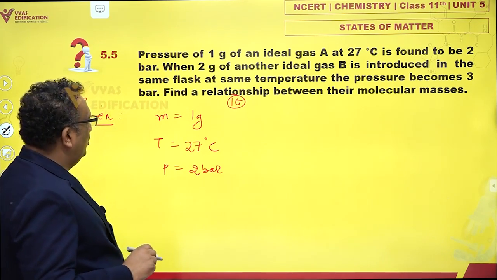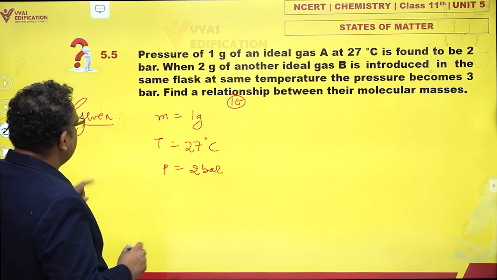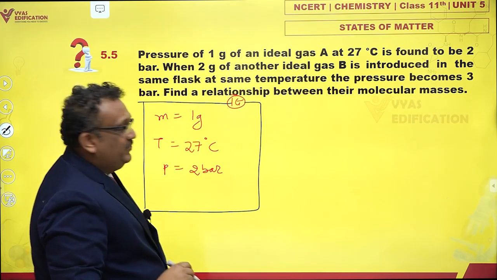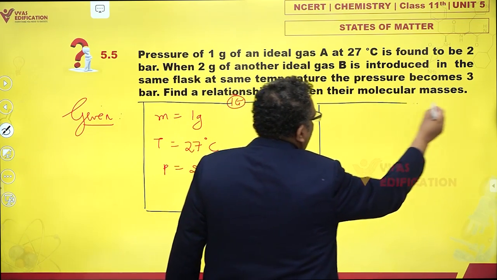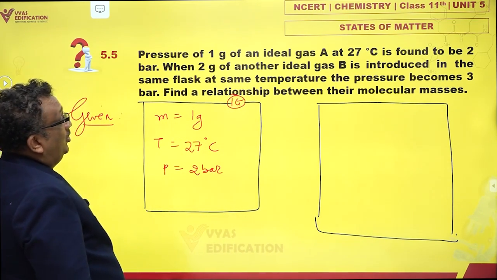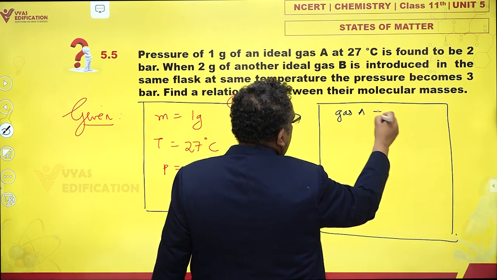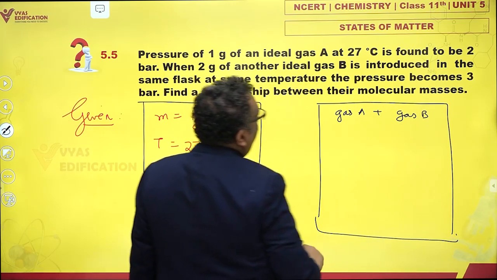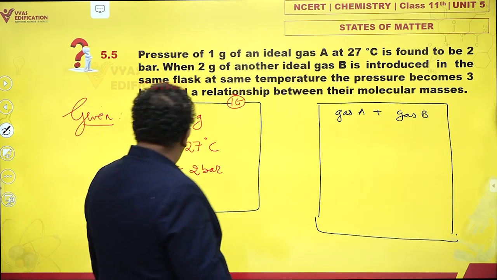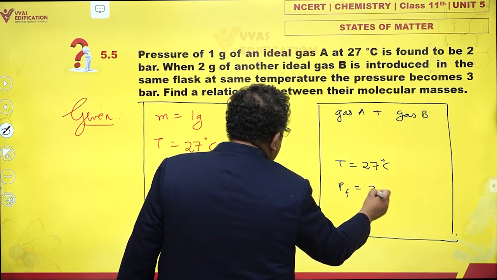Now my dears, let me tell you, when you're solving such questions, it is always very useful to make good sketches. I mean, just enclose this in a box. This is an ideal gas, this is in a box, right? This is scene 1. Now the moment the scene changes, you have made a change. Draw the diagram again. Now you have gas A plus gas B, right? Same temperature, the pressure becomes 3 bar. Temperature is the same, 27 degrees Celsius. Pressure finally is now 3 bar.